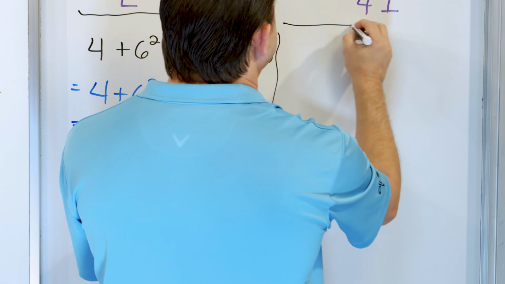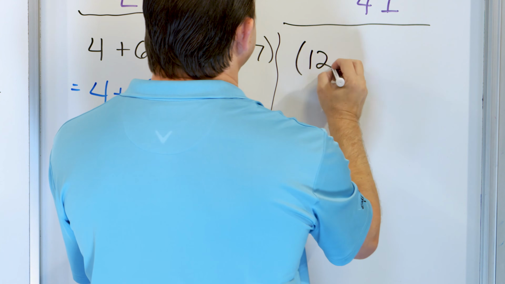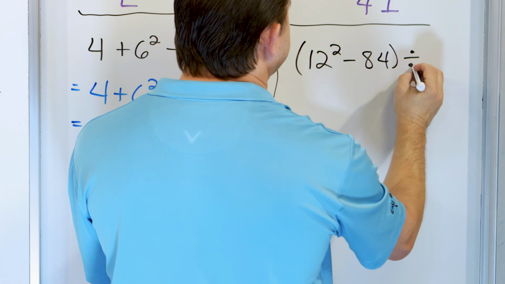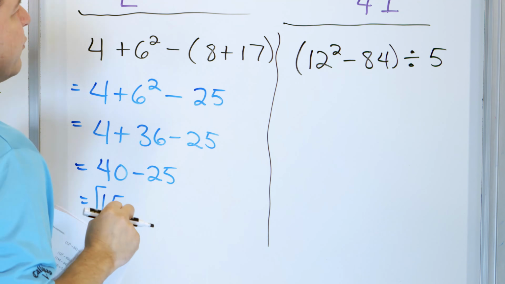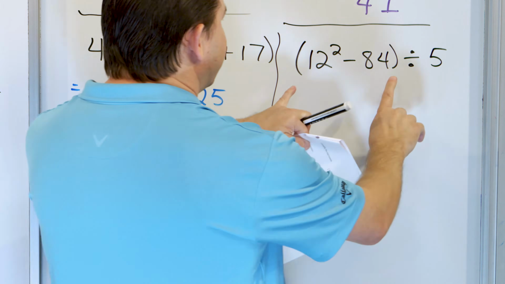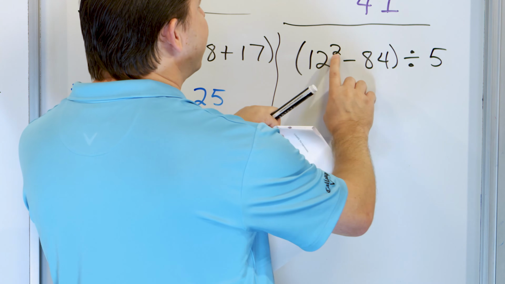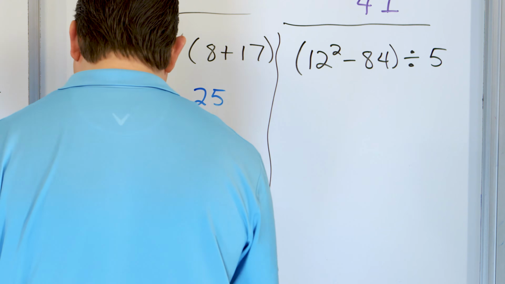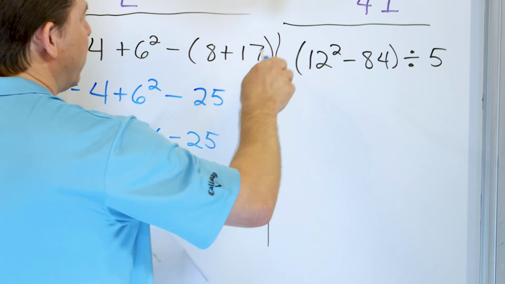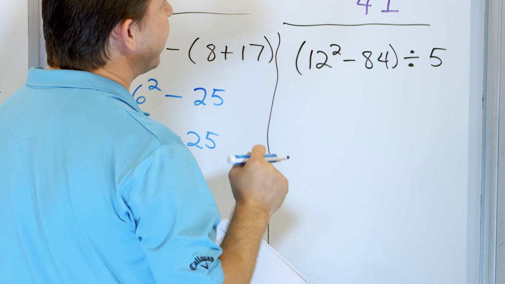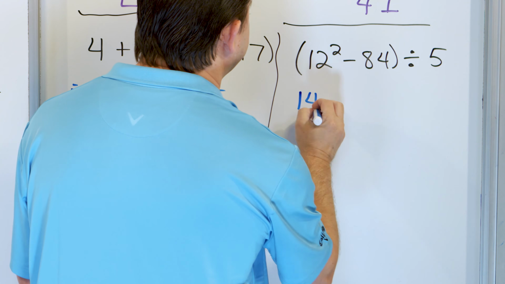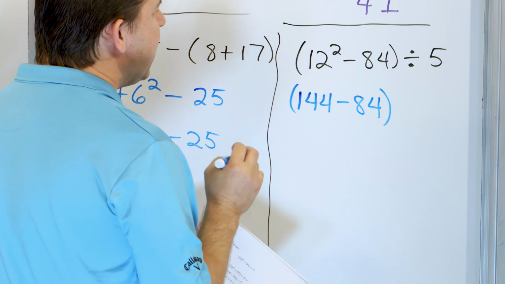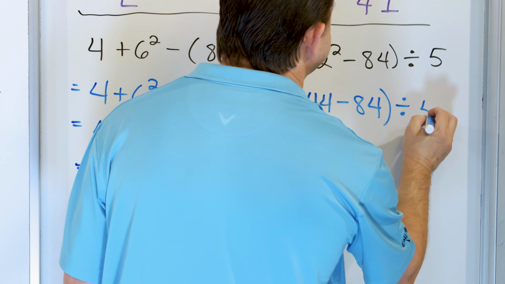Let's say we have, right here, 12 squared minus 84, and then we're going to divide by 5 there. Priority 1 is a parenthesis, so we have to do the parentheses. Now inside of here we have an exponent and a subtraction. Subtraction comes dead last. We have to do the exponent next. Now we know that 12 squared means 12 times 12. From our multiplication tables, we know that's 144. We still have the minus 84 right there, and we still have the divide by 5, right?